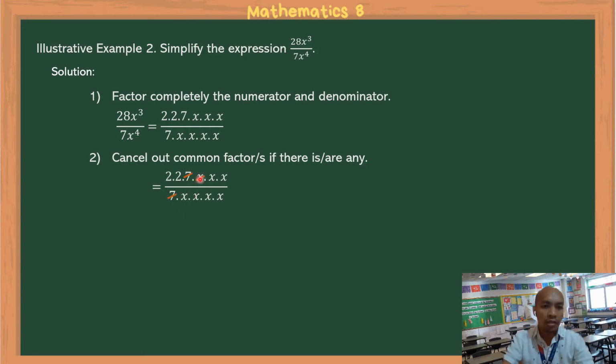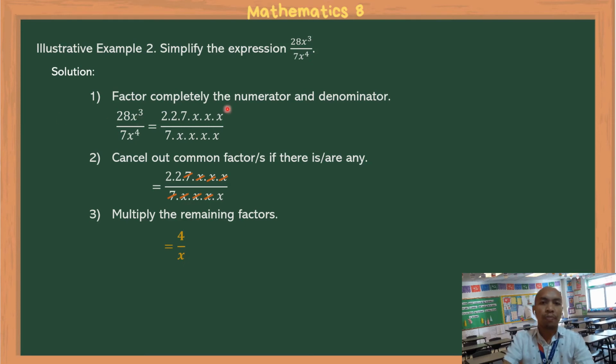So the first x and the other x. Next x and the next x. Then the last x in the numerator and the third x in the denominator. So what is left now? So take note, those quantities that we're going to cancel out would be equal to 1. So 2 times 2 times 1 is equal to 4. Then 1 times 1 times 1 times x, that is equal to x.